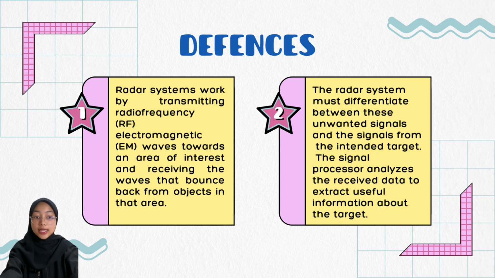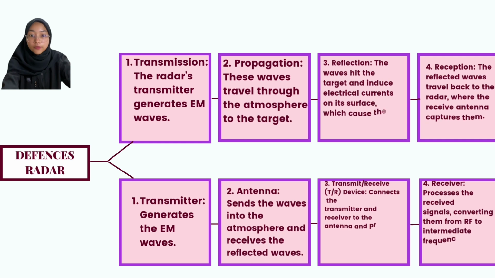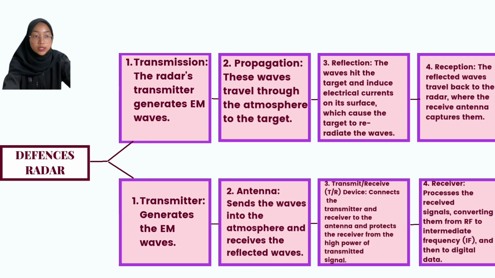The signal processor analyzes the received data to extract useful information about the target. So next, I'll be talking about how the system works in a defense radar system. First is transmission. The radar transmitter generates EM waves. Second is propagation. These waves travel through the atmosphere to the target.